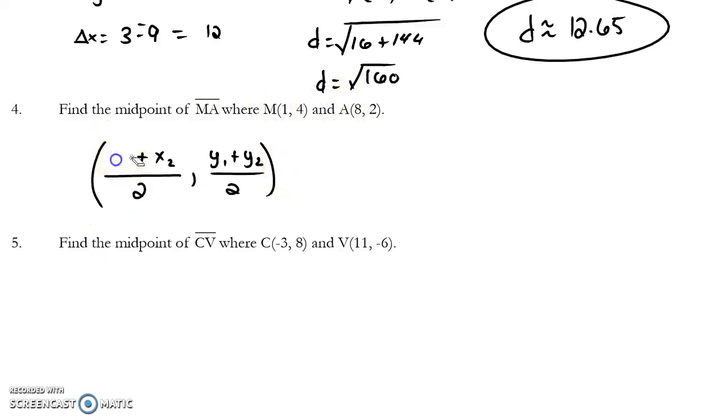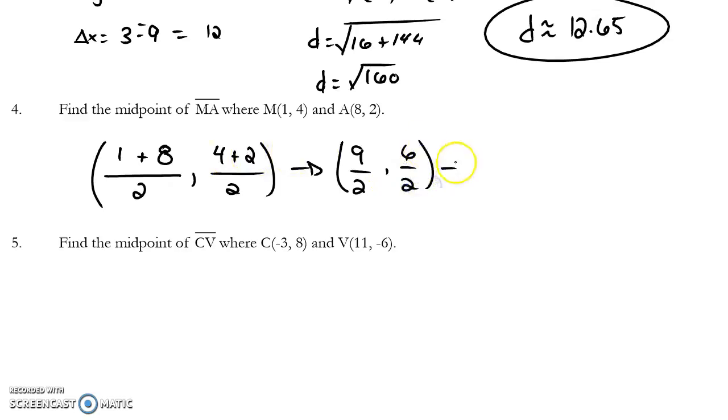x1 is 1 and x2 is 8. So I can just substitute those in. y1 is 4 and my y2 is 2. It's like two separate problems now. I have to simplify each. When I simplify this, it's 1 plus 8 is 9 over 2. 4 plus 2 is 6 over 2. Yes, decimals are okay. I can do 9 divided by 2 and get 4.5.